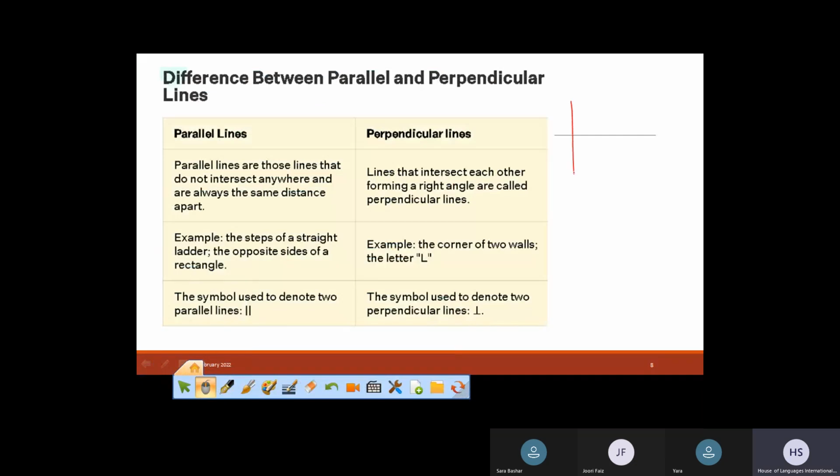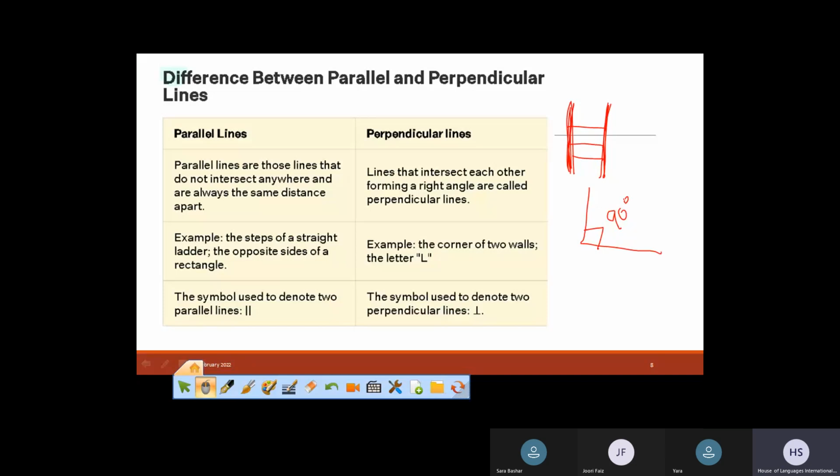Yes, teacher Dean. These are what? Ladder. So this we have what? Parallel lines. This line and this line, they are what? Parallel lines. But for the rectangle, you have a corner like this, and you will form a 90-degree angle, which is an example of perpendicular lines.